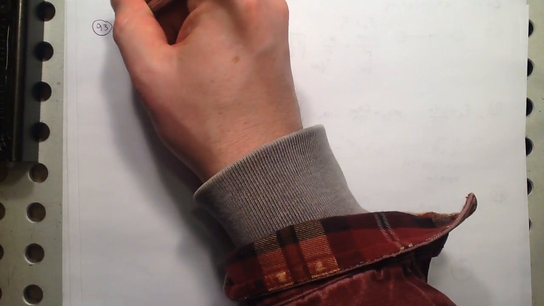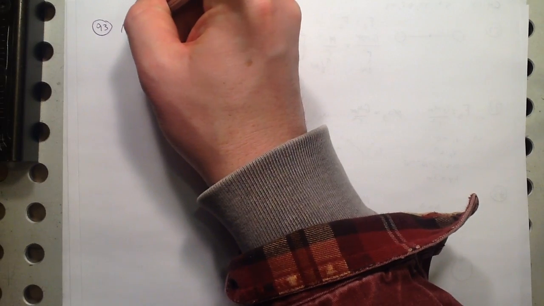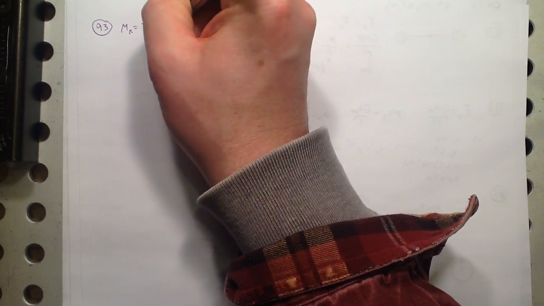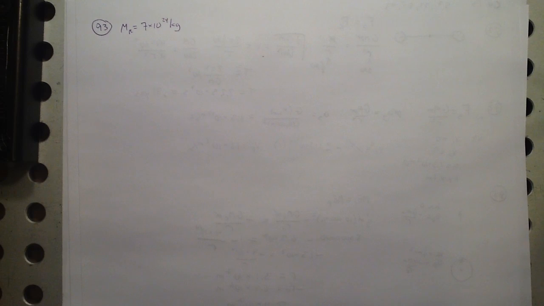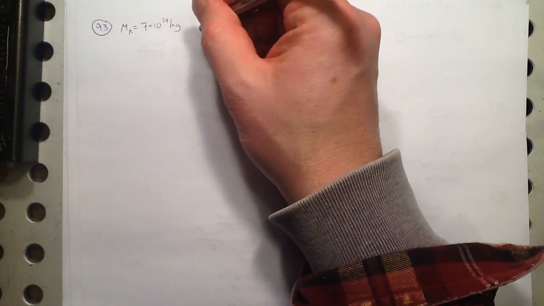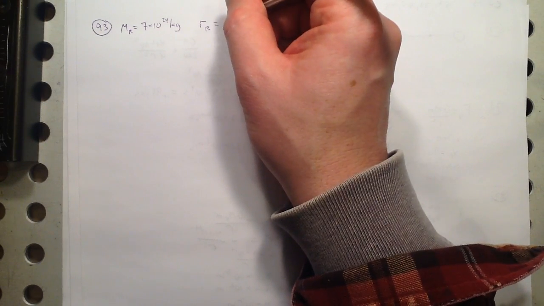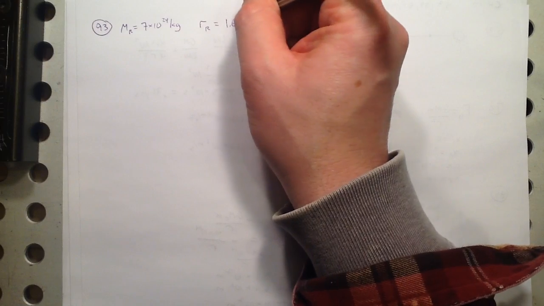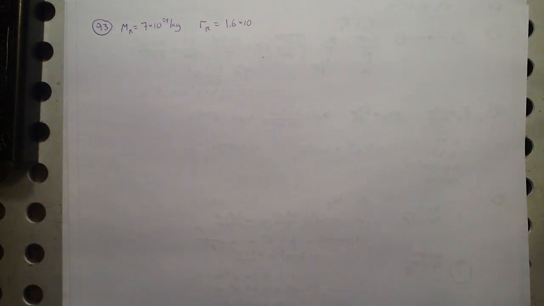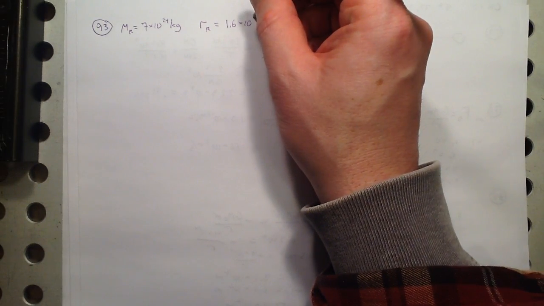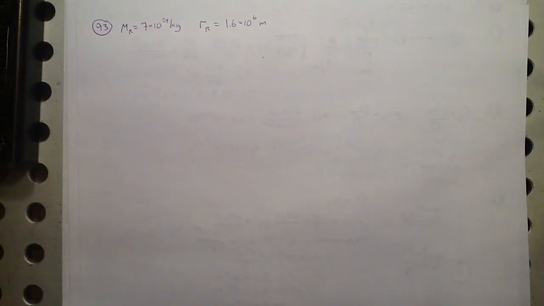Number 93, we've got planet Rotan with a mass of 7 times 10 to the 24th kilograms. So Earth is about 6 times 10 to the 24th, so it's Earth-like. And a radius of 1,600 kilometers. Radius of Rotan, that would be 1.6 times 10 to the 6th meters.